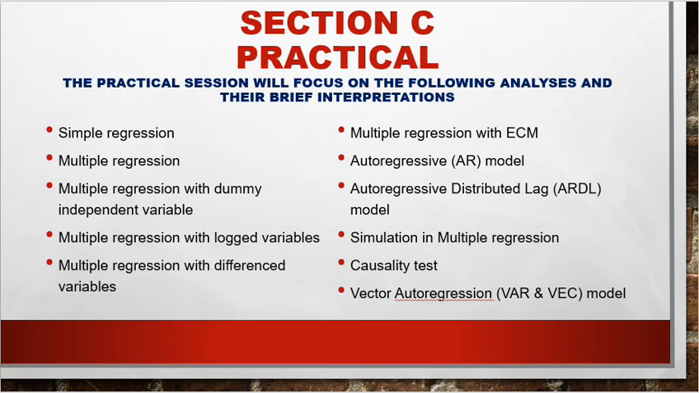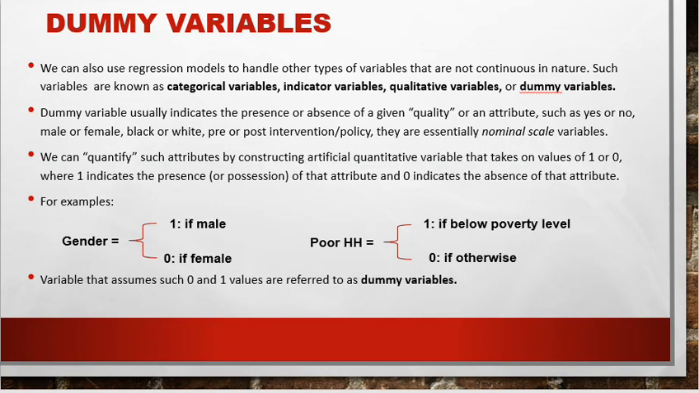But then I will prefer to take up a simple regression that has a dummy, which actually becomes multiple regression. We'll just make it two variables and then we kickstart from there. So we want to introduce the dummy variable at that stage, okay? And dummy variable is basically discussed here. So we can use regression model to handle other types of variables that are not continuous in nature.